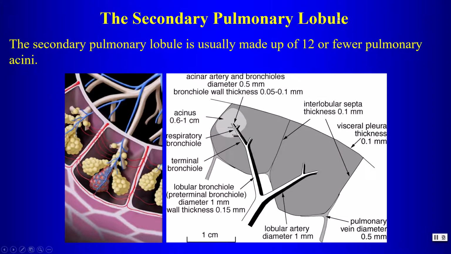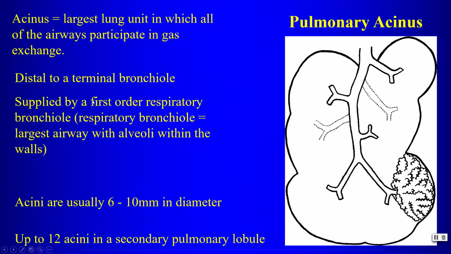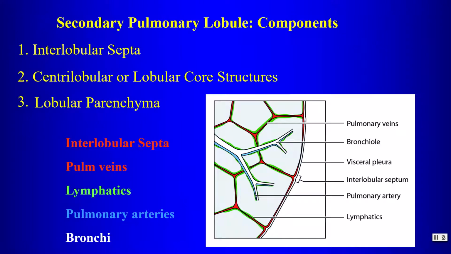So the secondary pulmonary lobule is usually made up of 12 or fewer pulmonary acini. And the acinus is the largest unit in which all of the airways participate in gas exchange. So this is found distal to the terminal bronchiole. It's supplied by a first-order respiratory bronchiole, and acini are usually about 6 to 10 millimeters in diameter, and you can have up to 12 acini within one secondary pulmonary lobule.